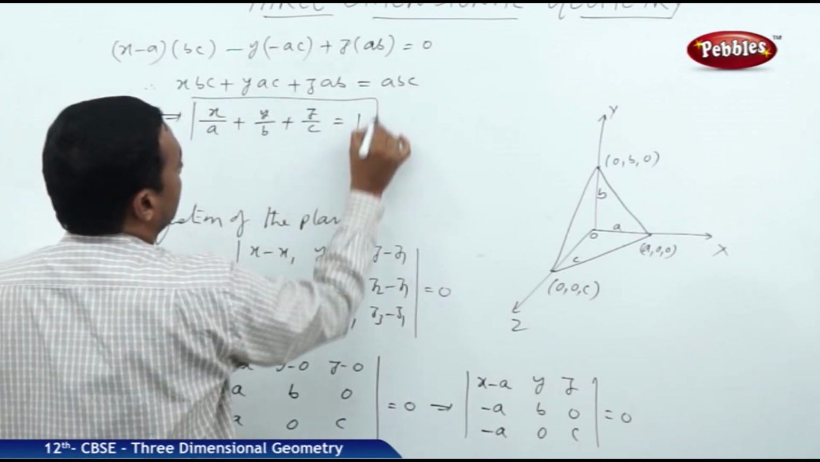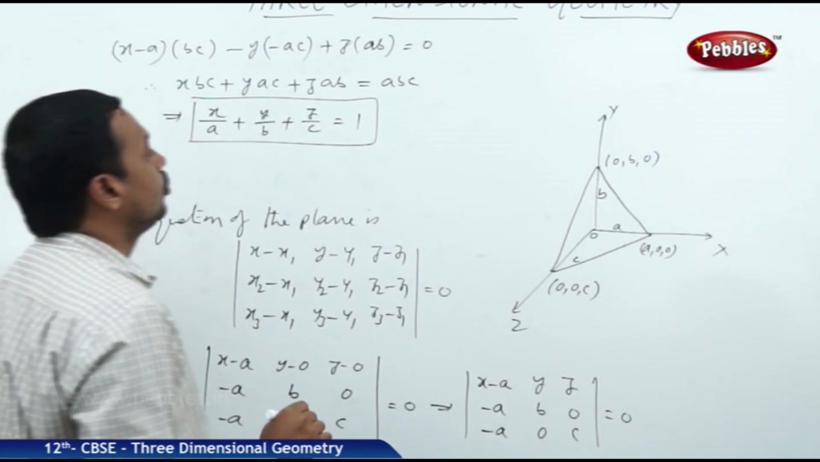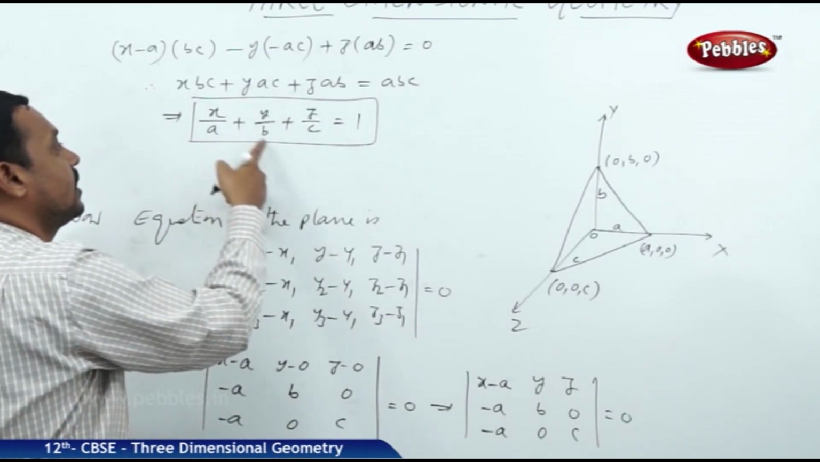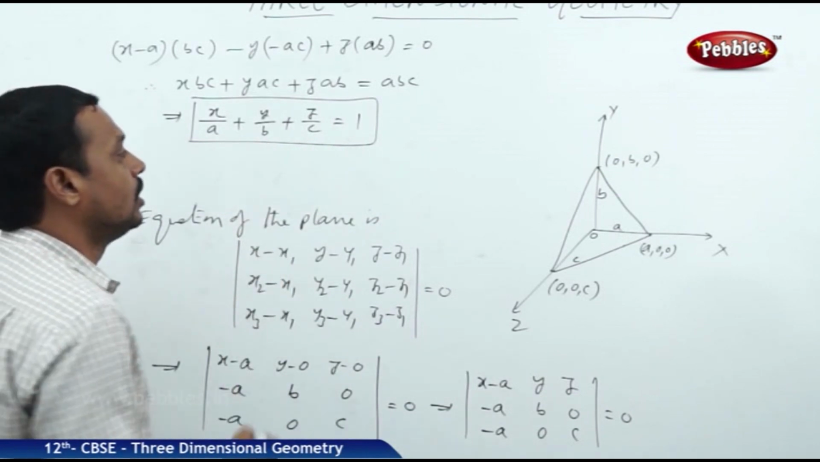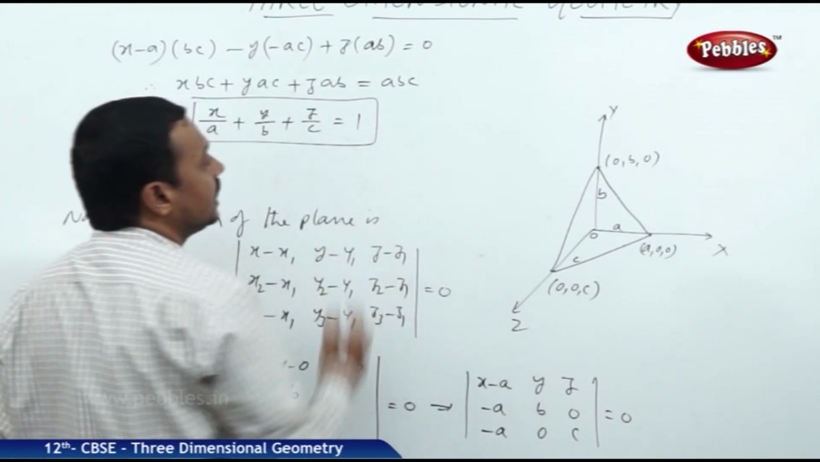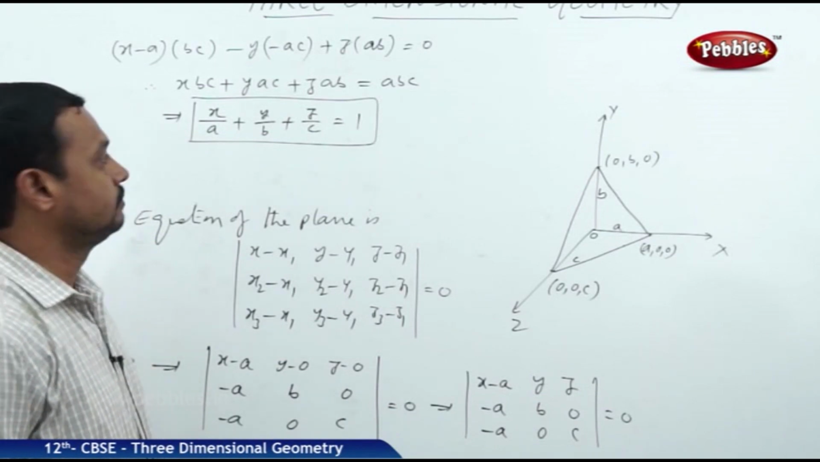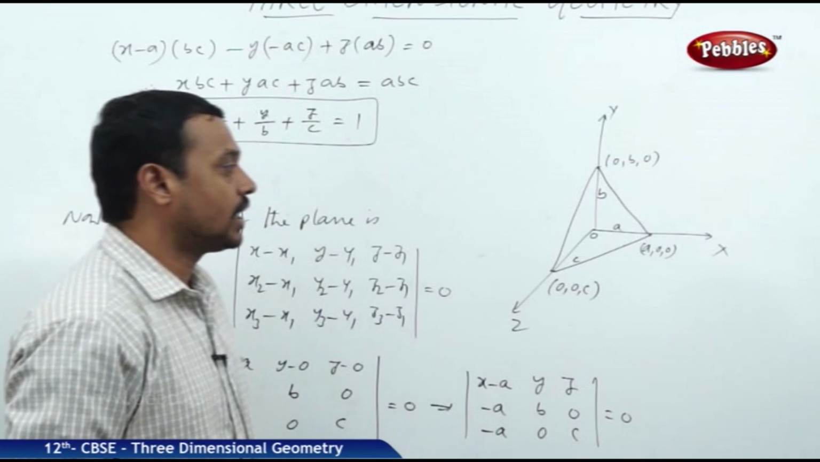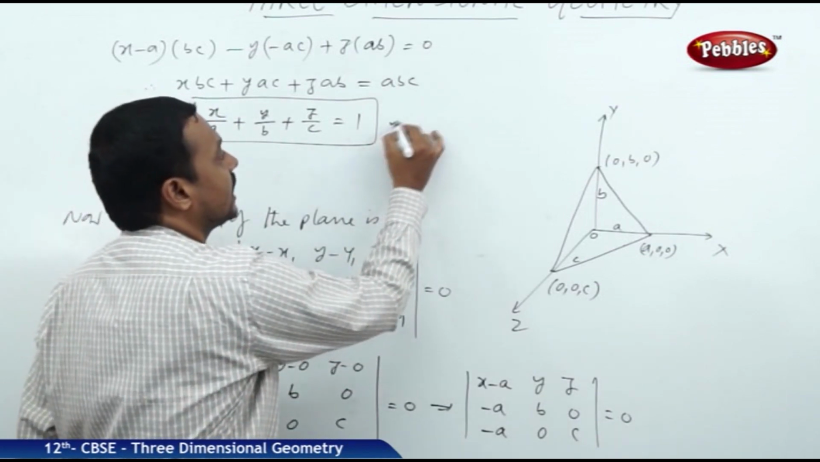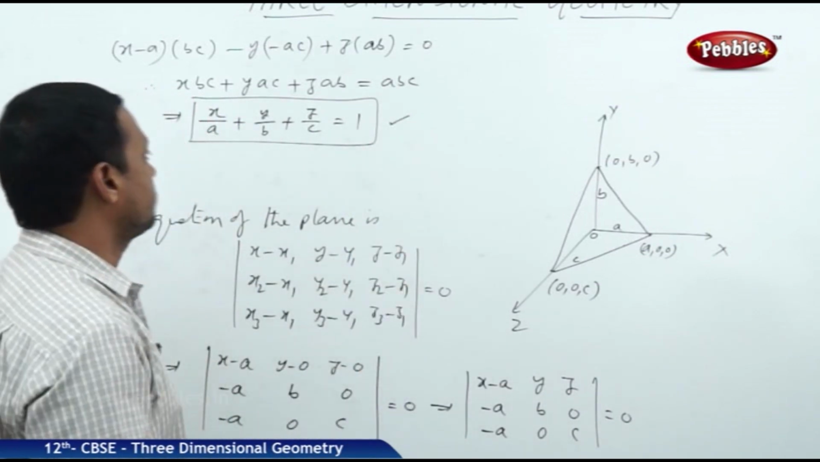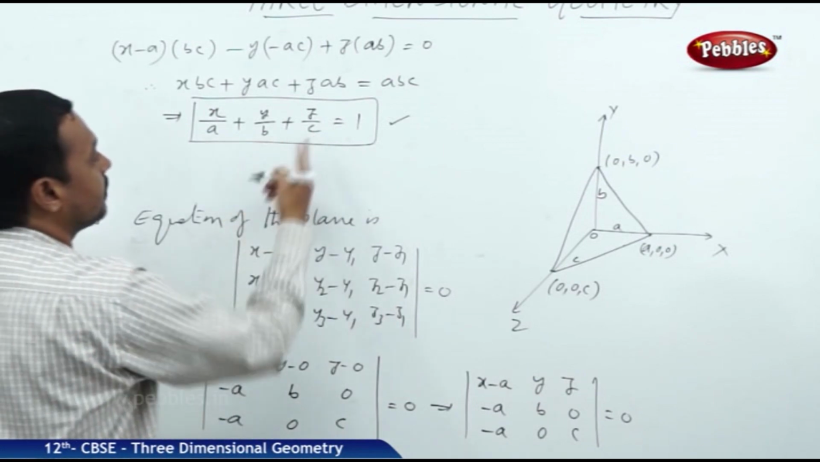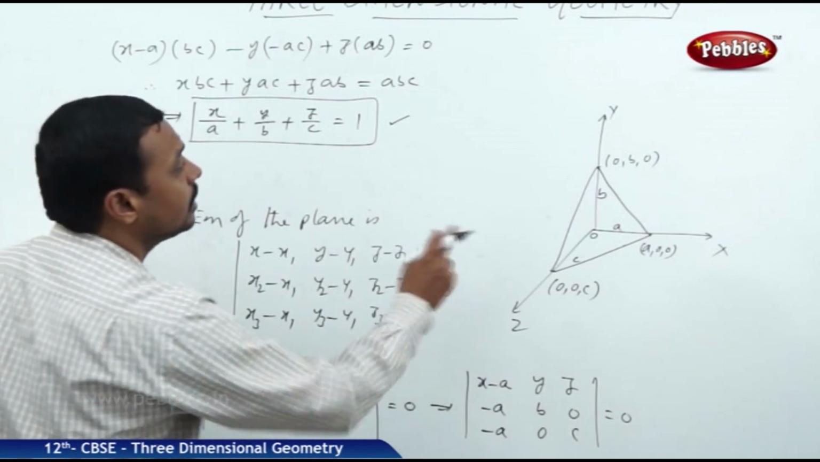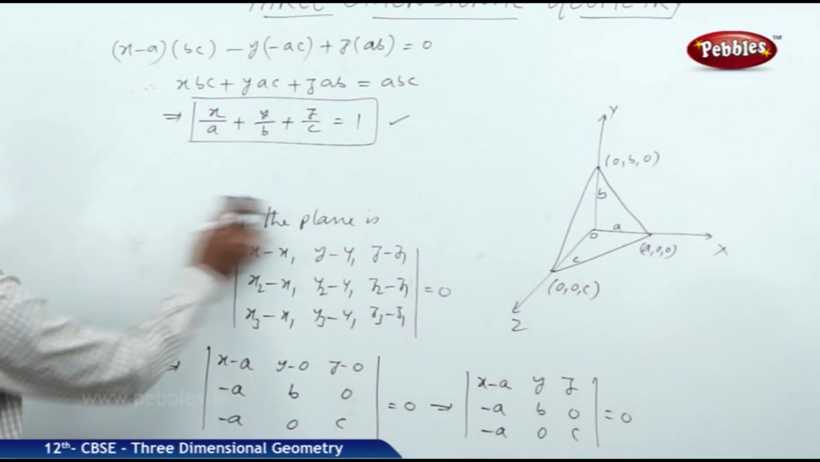Therefore, this is the equation of the plane whose intercepts are a, b, c on the coordinate axes: x by a plus y by b plus z by c is equal to 1. Now, this is also known as the intercept form of the plane. When we have the 3 intercepts on the coordinate axes, then you can directly consider this equation, x by a plus y by b plus z by c is equal to 1. Now, this plane is at p units distance from origin.